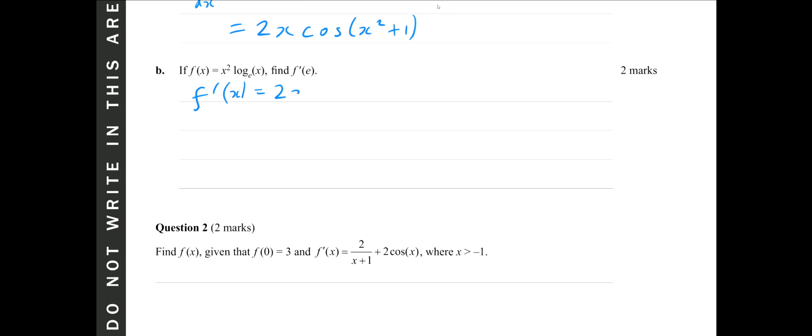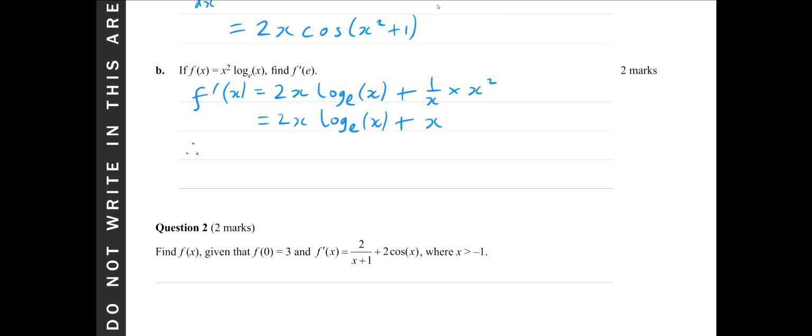Differentiate the first, x squared becomes 2x, times the second, log e of x, plus differentiate the second, log e of x, which becomes 1 over x, multiplied by the first, x squared. So that simplifies to 2x log e of x, plus 1 over x times x squared, which is simply x. So that's the derivative of f of x.